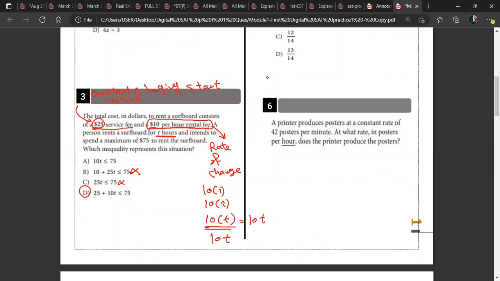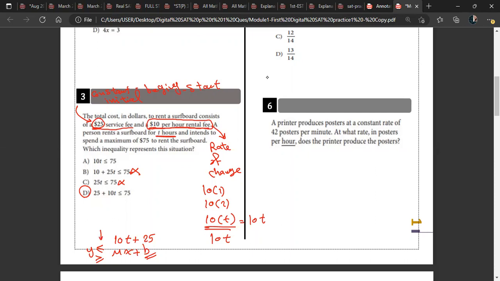We have the form y equals mx plus b. So you have the form y less than or more than, because you have an inequality, and you have mx plus b. B is the constant, which represents 25. M is the rate of change, which is 10. And t is replaced by x. So you have 10t plus 25.